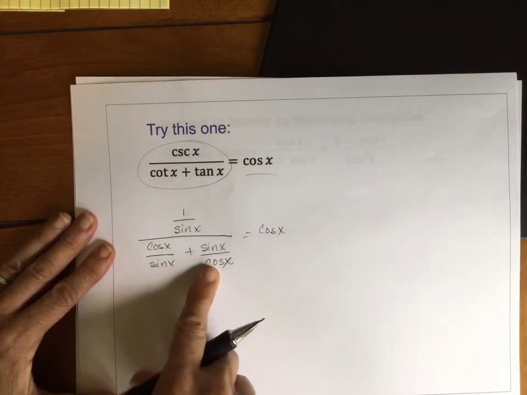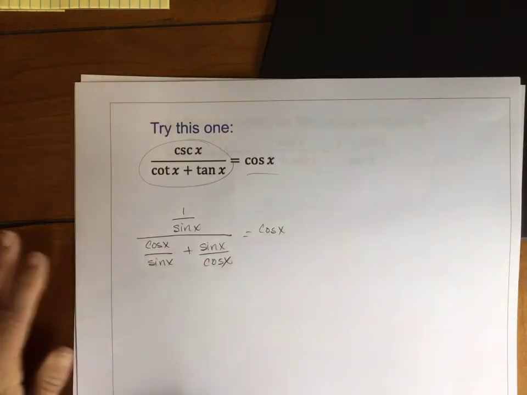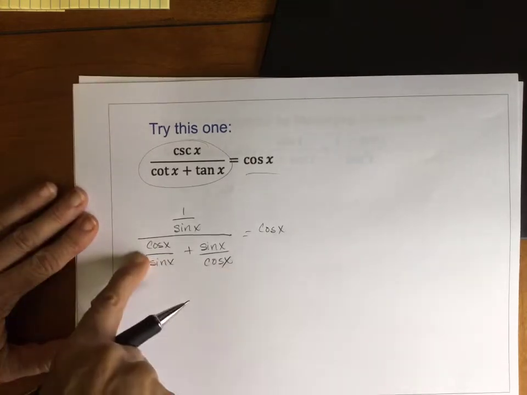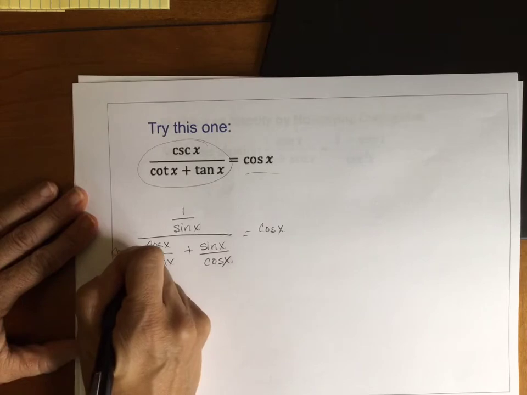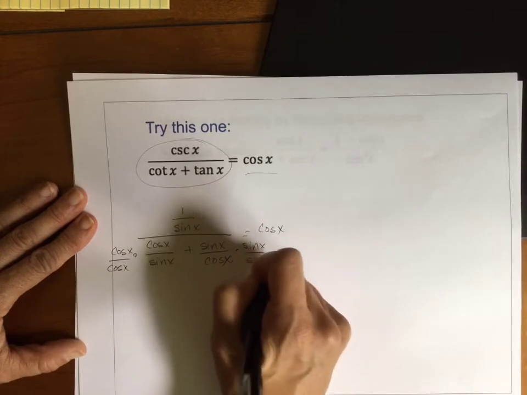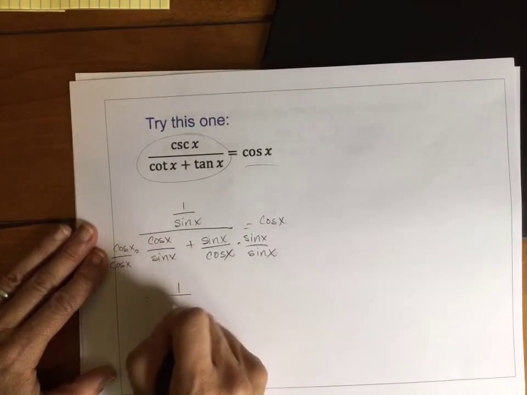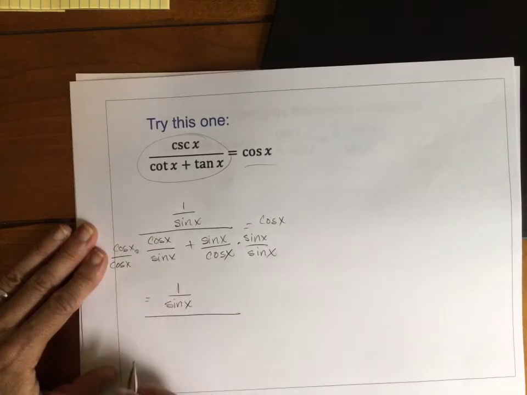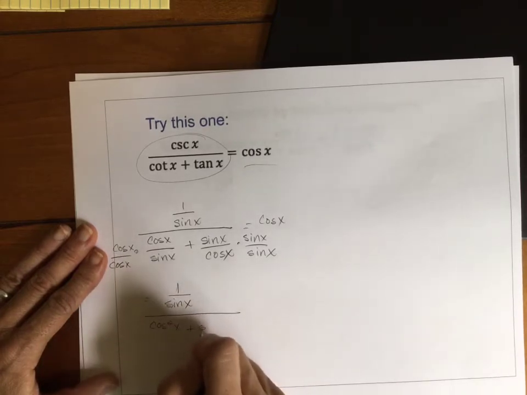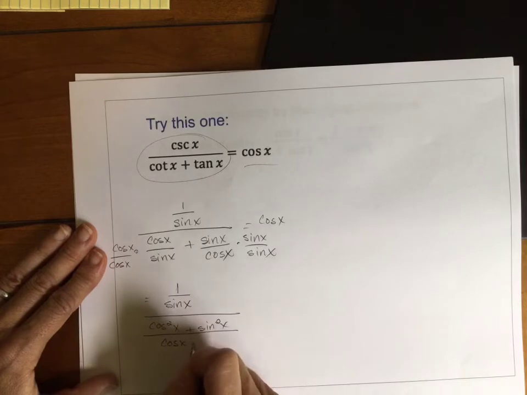All right, here, before I do anything else, I'm going to try to combine everything in this denominator by finding a common denominator. And my common denominator has to be sine x times cosine x because I need both parts of these in the denominator. So on this side, I'm going to multiply top and bottom by cosine x. And on this side, I'm going to multiply top and bottom by sine x. So I get 1 over sine x in the numerator. I'm not going to do anything with that yet. And then I get cosine squared x plus sine squared x all over the common denominator, cosine x sine x.